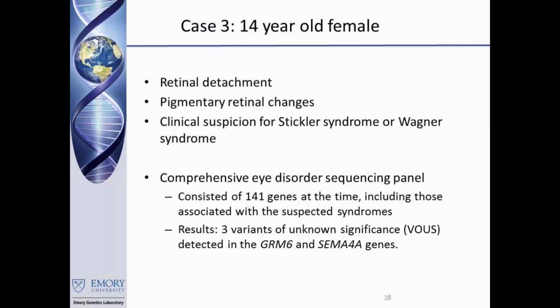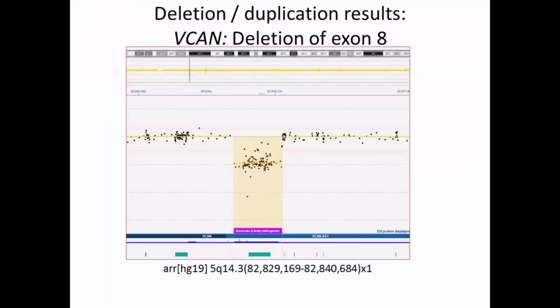She had a comprehensive eye disorder sequencing panel of 141 genes, which was performed in our lab. And we had reported 3 variants of unknown significance, and this story continues of the variants of unknown significance and how to deal with them in a clinical laboratory. The physician went on to order the array, and this is what we found. We found a single exon deletion of exon 8 in the VCAN gene.